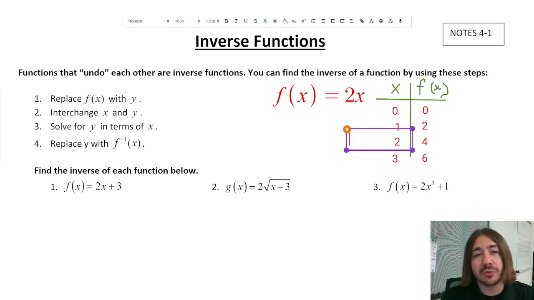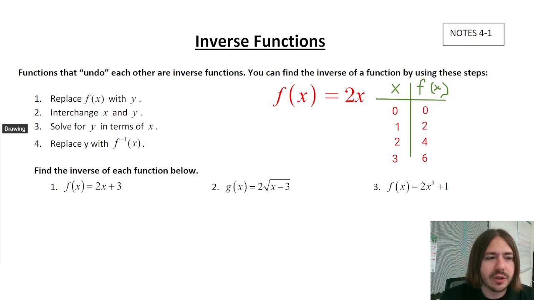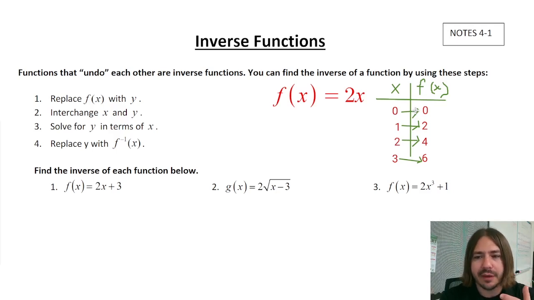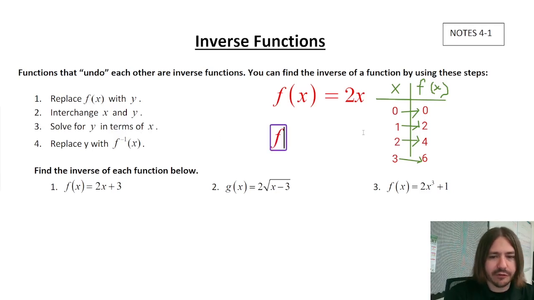An inverse function will undo this, and in effect the domain and the range get swapped from the original function. So instead of this function going from 0 to 0, 1 gets mapped to 2, 2 gets mapped to 4, 3 gets mapped to 6, and so on, the inverse of this will swap the mapping. In other words, the inputs would be 0, 2, 4, 6, and the outputs would be 0, 1, 2, and 3.